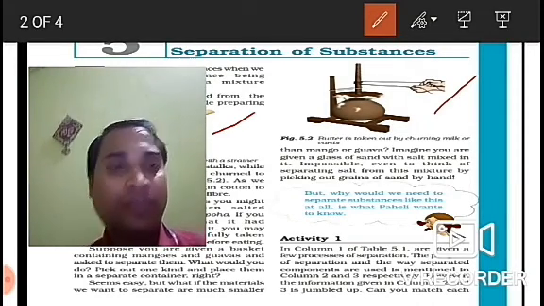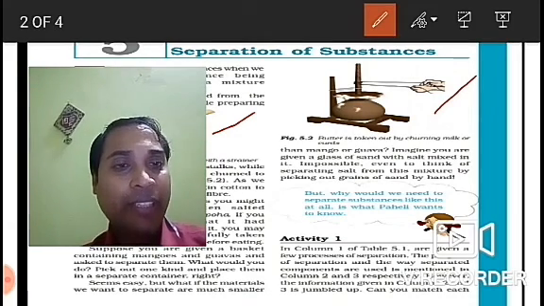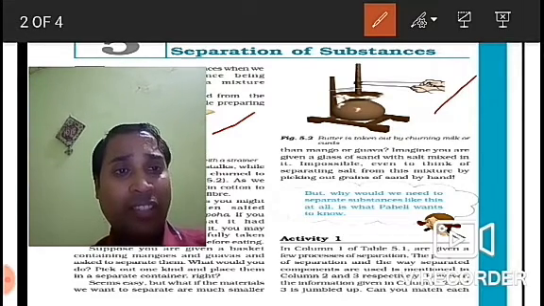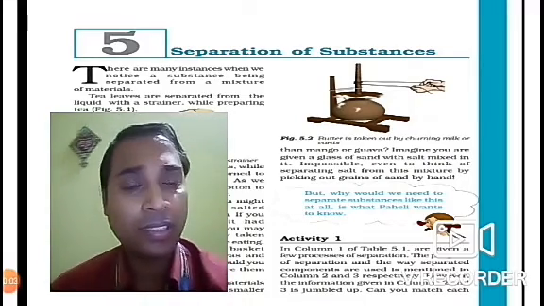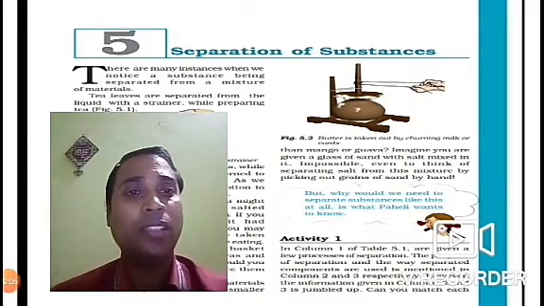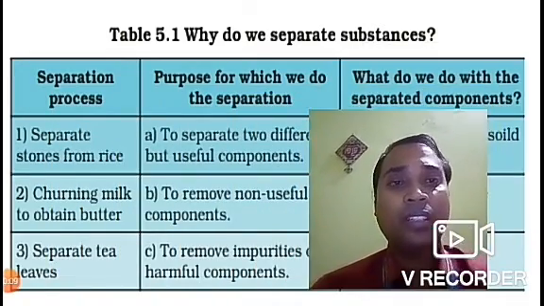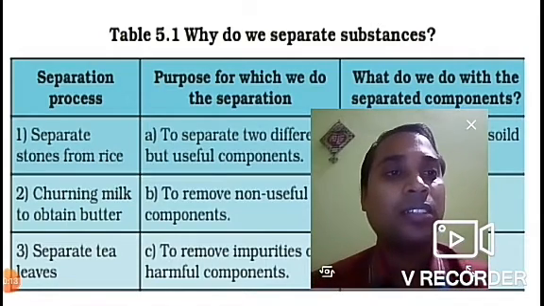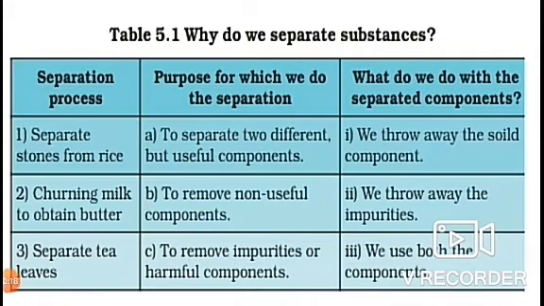Now there is an activity 1. So what is activity 1? In table 5.1 there are three columns actually. So this activity 1 can be understood from table 5.1. So this is table 5.1, where, let me just pause the video so that we can see the table nicely. Okay, so this is table 5.1 where there are three columns.